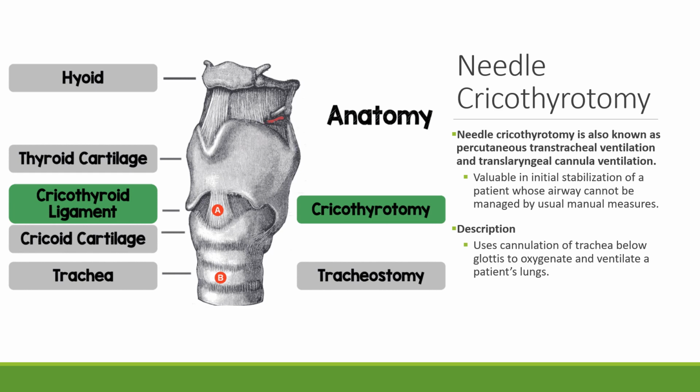We have our hyoid bone up top, the thyroid cartilage, a big cartilage, our voice box. Our cricothyroid ligament is right below it. That's where we're going to do a cricothyrotomy. The other little hill, the cricothyroid ligament area, is where we're going to be placing our cricothyrotomy. The cricoid cartilage below it is the other landmark we're looking for.